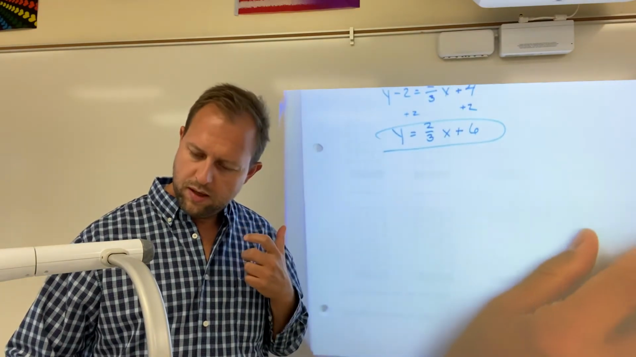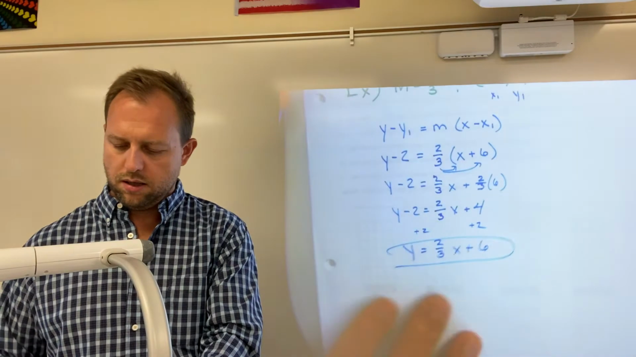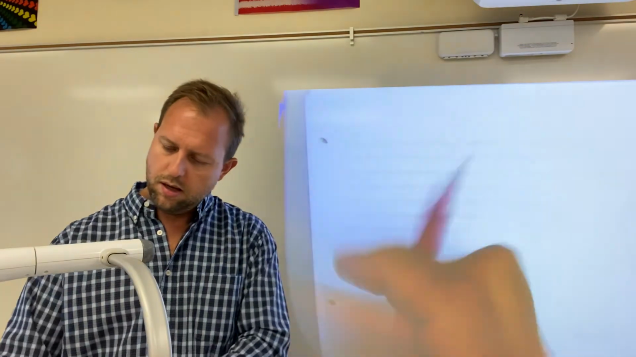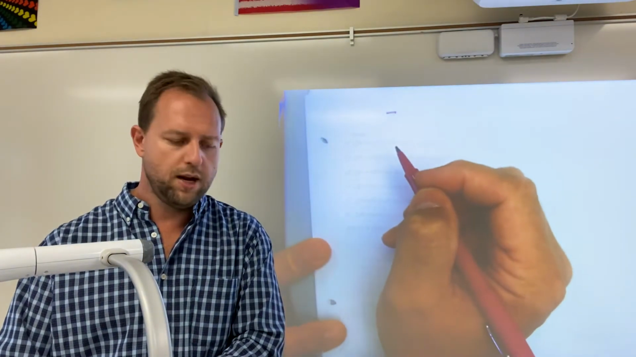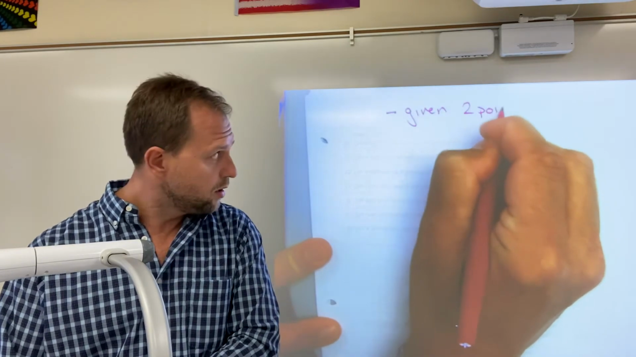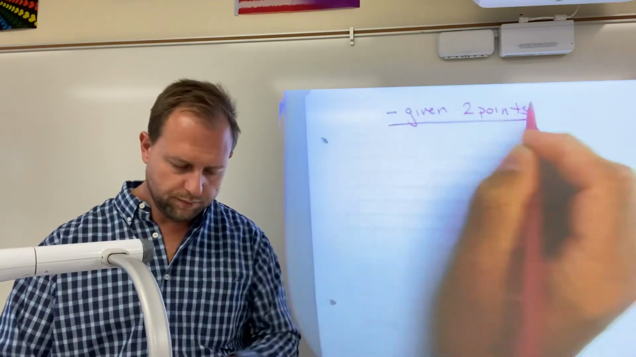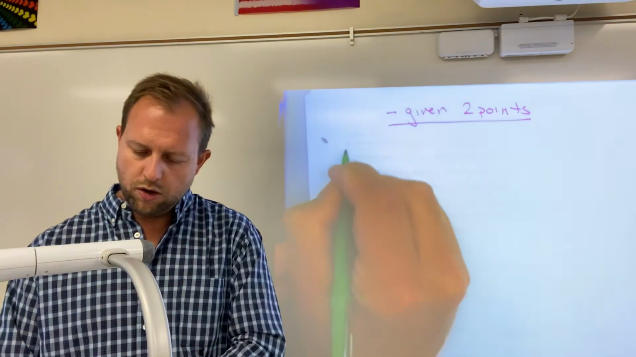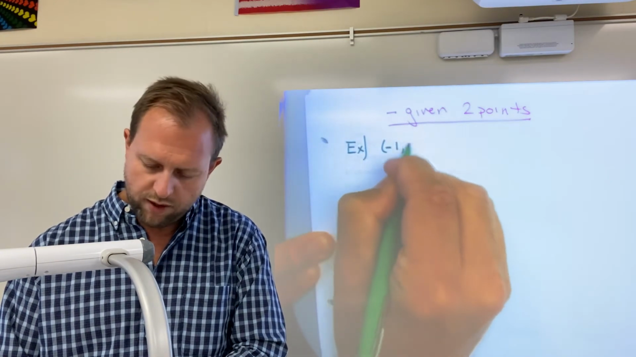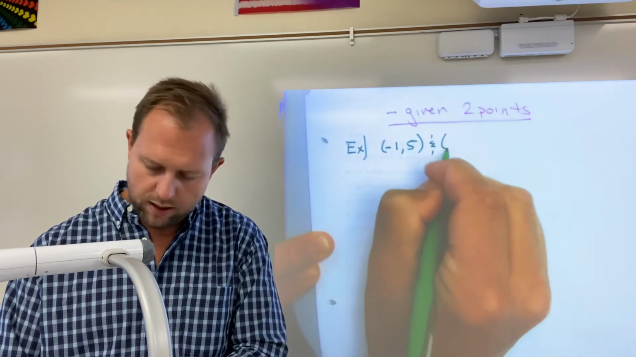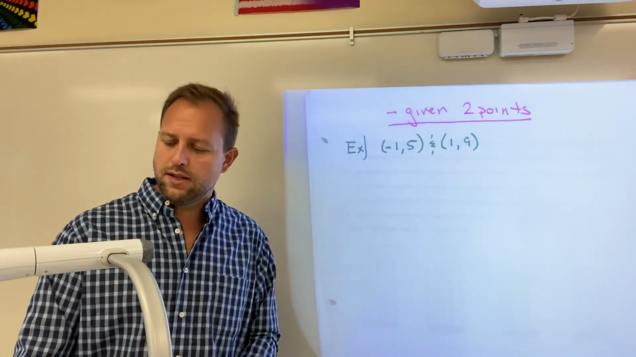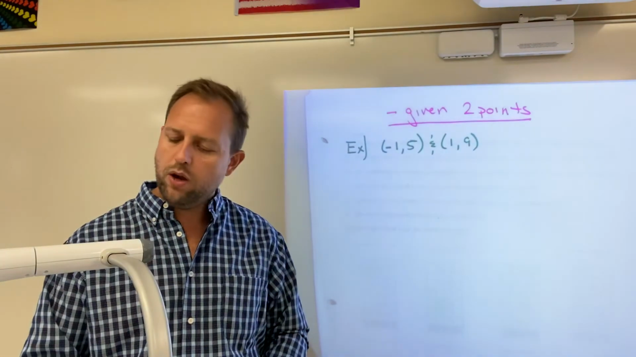Okay, our last type of problem for this review is, we already did if given slope and a point, but what if we are given two points? So in the case where we're given (-1, 5) and (1, 9), to find the point-slope form, we need a slope. Well, with two points, we know how to get a slope.